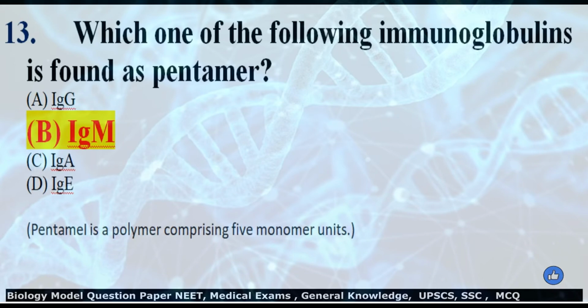Question number 13. Which one of the following immunoglobulins is found as pentamer? Answer B. IgM. Pentamer is a polymer comprising 5 monomer units.